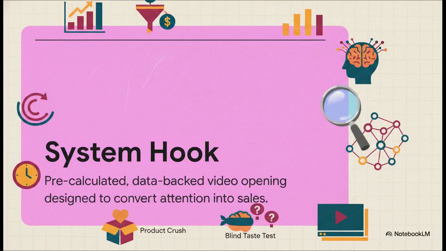Now, what's really interesting about this slide is this concept of the system hook. Because these aren't just random creative guesses or marketing fluff. A system hook is a pre-calculated, data-backed video opening pulled straight from Higgsfield's actual pick list. Whether it's a product crush format or a blind taste test, these are real, tested recipes for virality. They are specifically designed to grab a ridiculously short 2026 attention span and actually convert it into a sale.